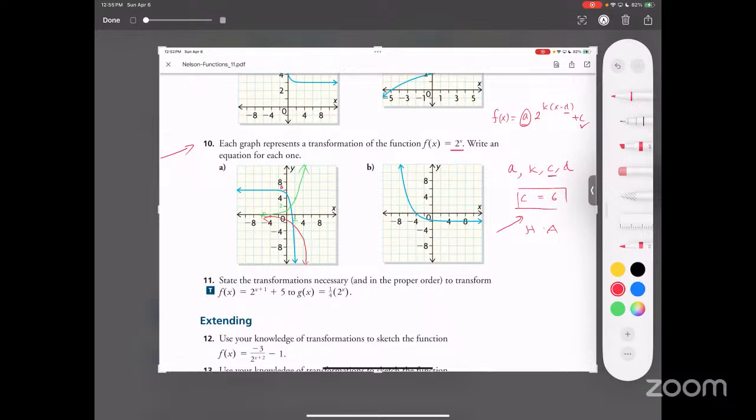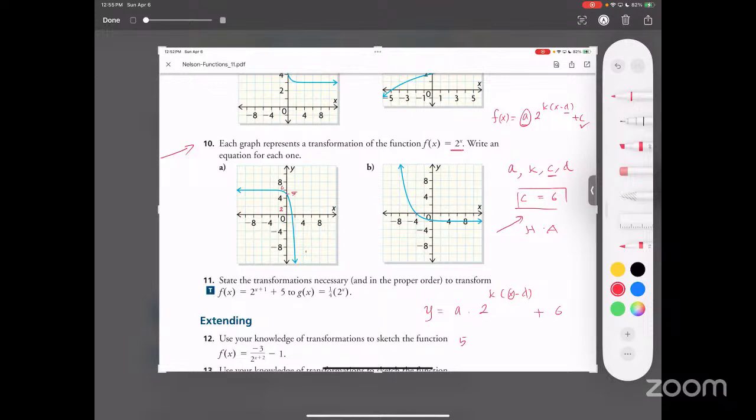So I'm going to erase everything I marked. We can clearly see the x-intercepts. What is the x-intercept we find? This is 2, this is 4, this is 6, this is 5, isn't it? So my function is a times 2 to the power of k(x - d) + c, where I found c is 6. What I know about it is, when x is 0, the y value is supposed to be 5.